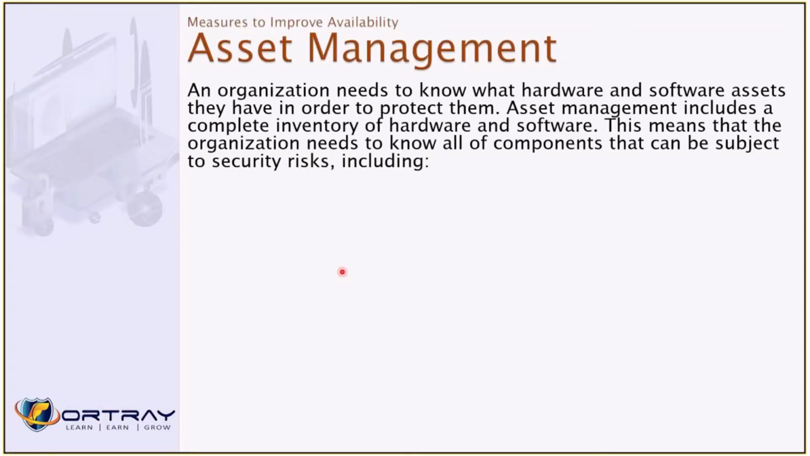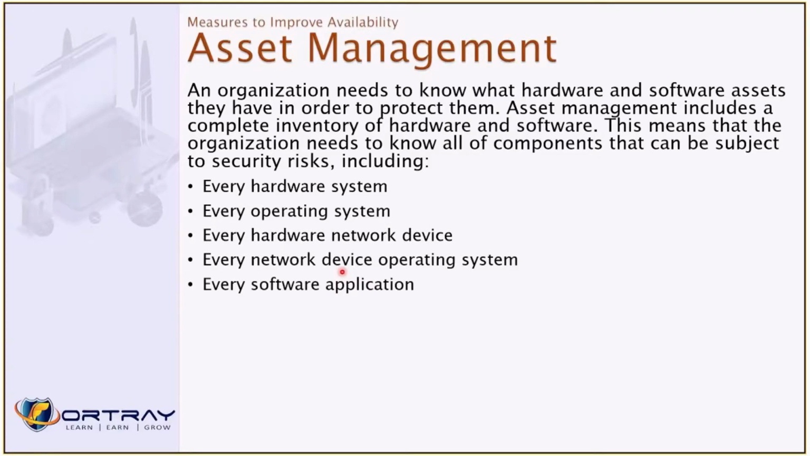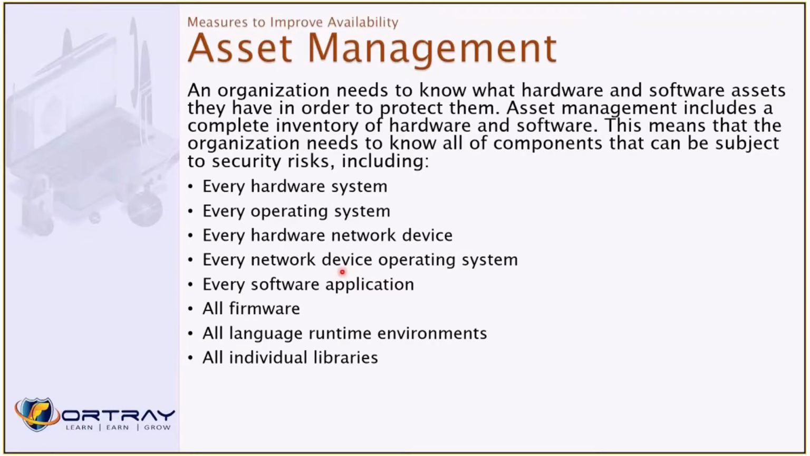How can we measure that the system is highly available? An organization needs to know what hardware and software assets they have in order to protect them. Asset management includes the complete inventory of the hardware and software. This means the organization needs to know all the components: every hardware system, every operating system, every network device, every network device operating system, every software application, all firmware. They need to know each in order to achieve 24/7. Then we can plan ahead.